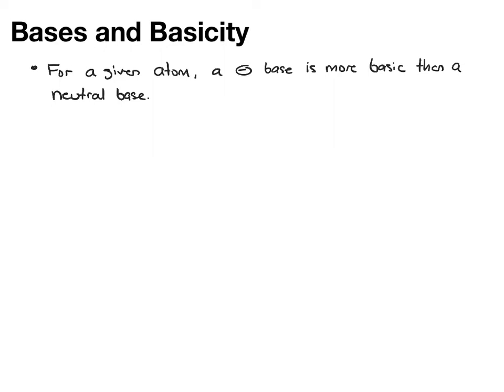You want to stick with this comparison for similar atoms, meaning you can compare NH3, the neutral base, versus NH2 minus, the negatively charged base. This one is going to be more basic. What you're looking for in a base is something that is unstable, and this is the least stable. Why? That base needs to go after and grab an acid or a proton from an acid.